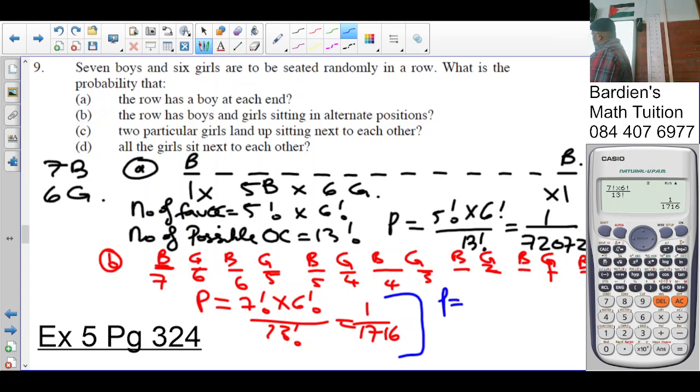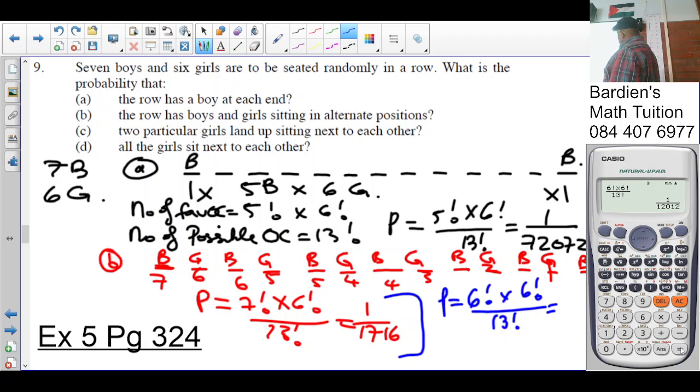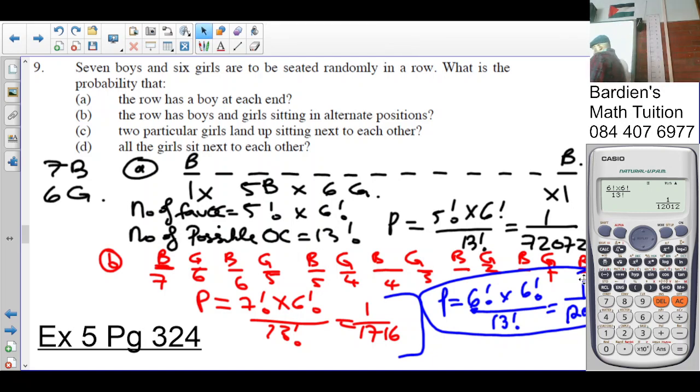But I could be wrong, because if you look at the textbook's answer, they say the boys can sit in 6 factorial ways and the girls can sit in 6 factorial ways, over 13 factorial. That is how they get their answer of 1 over 12,012. It doesn't make sense to me. I'm just not sure why they're multiplying by 6 factorial and not 7 factorial.